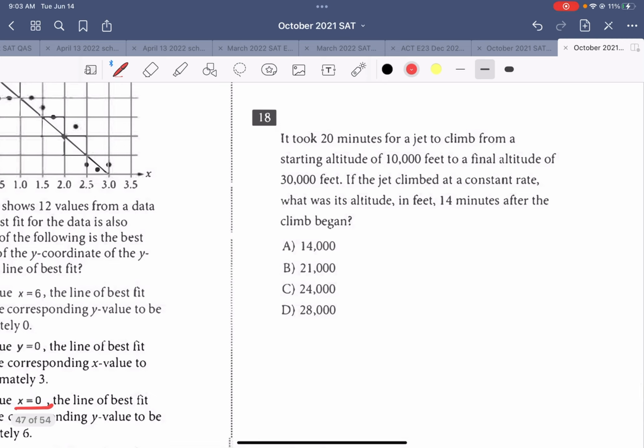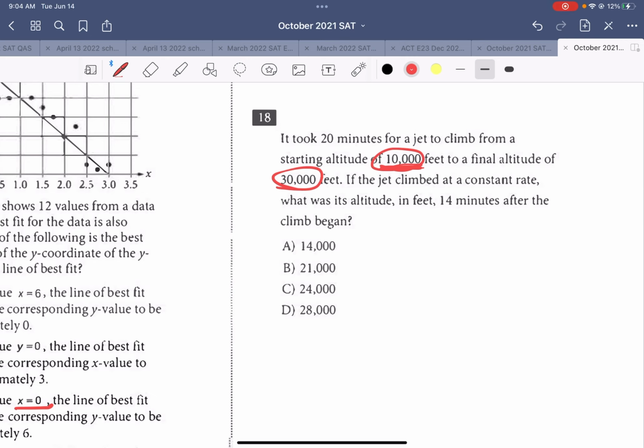Number 18. It took 20 minutes for a jet to climb from the starting altitude of 10,000 feet to the final altitude of 30,000 feet. The jet climbed at a constant rate and was at altitude 14 minutes after the climb began. Make sure it starts from 10,000. Okay, so one way you can do that is you can find out their speed.